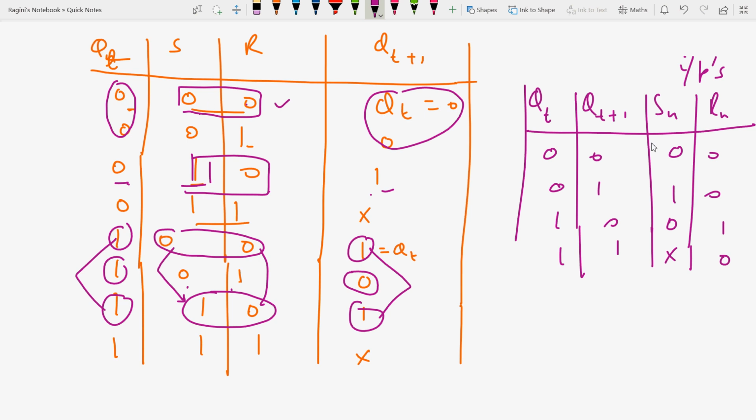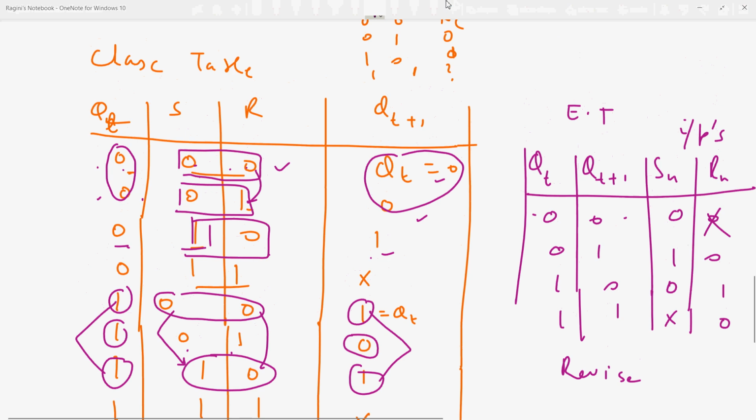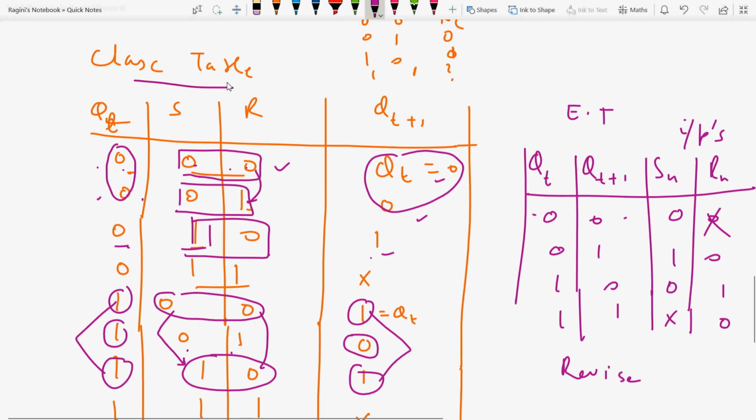Sorry, one mistake has to be corrected. When Qt and Qt plus 1 are 0 0, S is 0, R is 0, right? But R is changing condition from 0 to 1, so it will be don't care. So this is the revision. This is the excitation table of the SR flip-flop. This you have to remember, and this is the characteristic table, right?